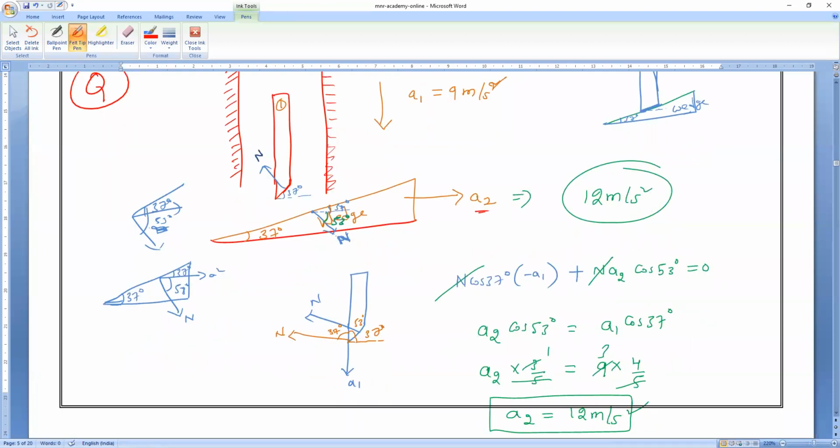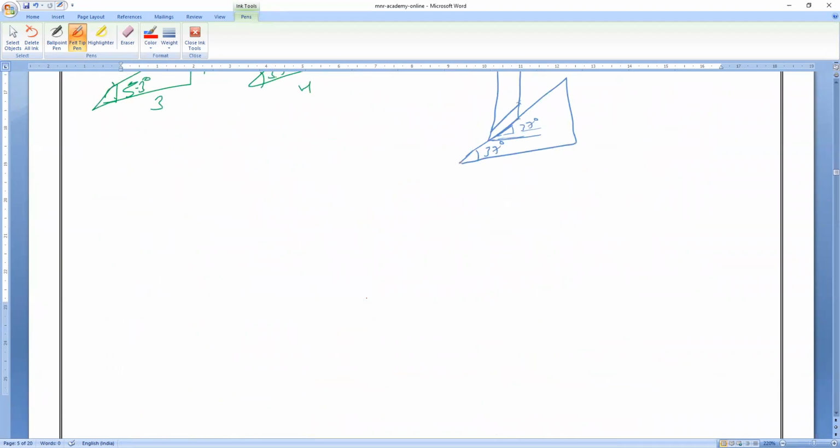That is what equals the normal reaction. Am I right or wrong? Yes, sir. The force exerted by the wedge on the block is equal to the normal reaction, the opposite reaction. Right or wrong? Everybody? Yes. All of you, so you can write the question.